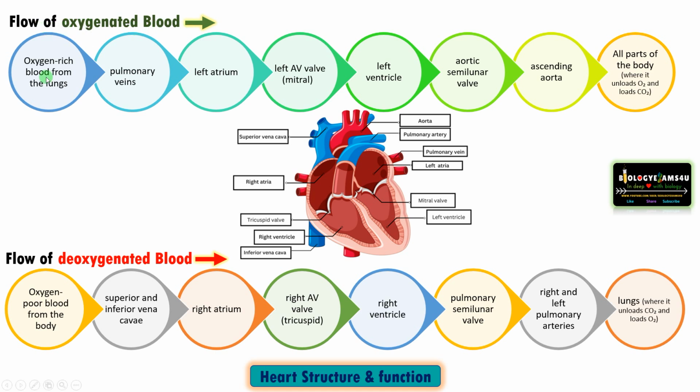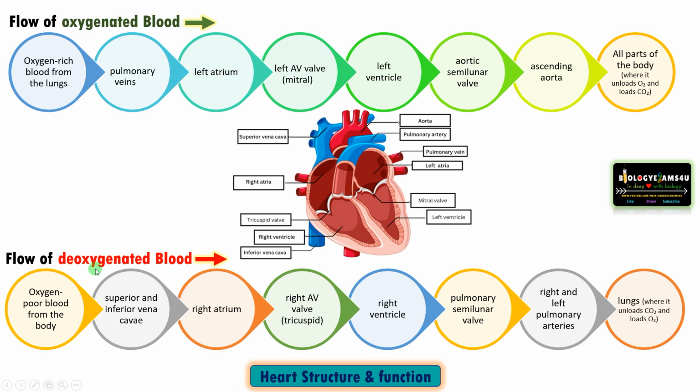Oxygen-rich blood from the lungs moves into the pulmonary vein. Pulmonary vein, as you see, this is the pulmonary vein. Then to the left atrium. Then through this mitral valve, it enters the left ventricle. Then through the aortic valve, it enters into this aorta. Then it is circulated to different parts of the body.